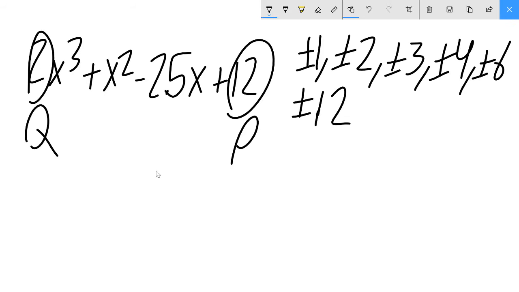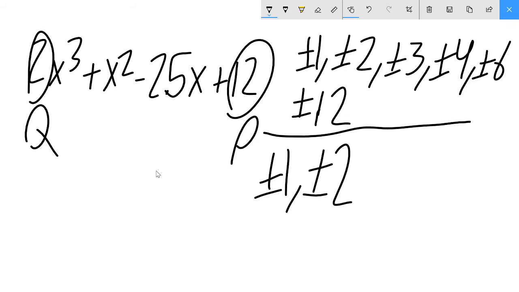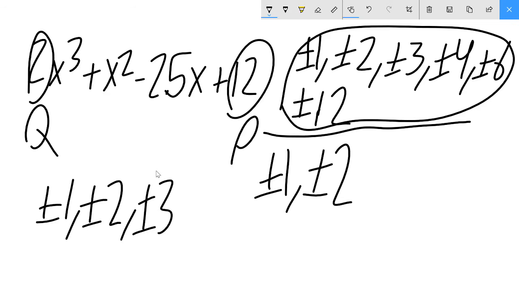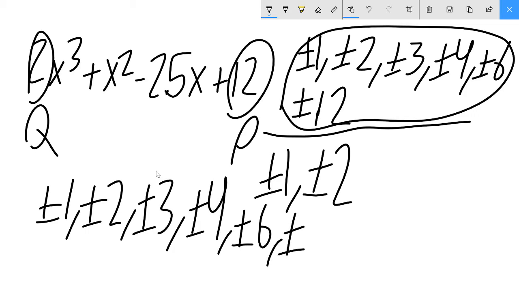And then you take q, which can be factored into plus or minus 1 and plus or minus 2. And you divide these over each other. So first what you do is you divide each number by plus or minus 1. So you end up with essentially all of these numbers at the top all over again. So plus or minus 1, plus or minus 2, plus or minus 3, plus or minus 4, plus or minus 6, and plus or minus 12.